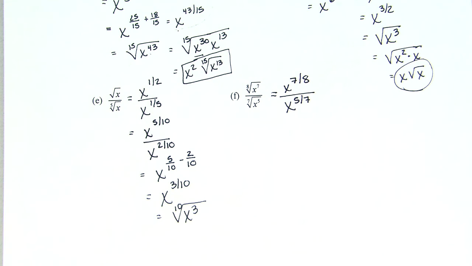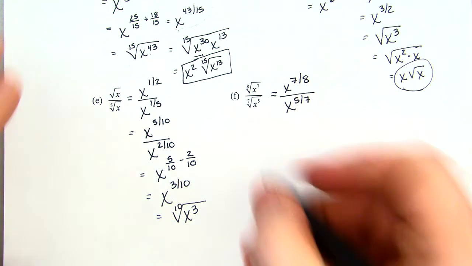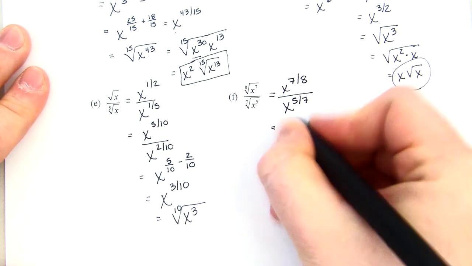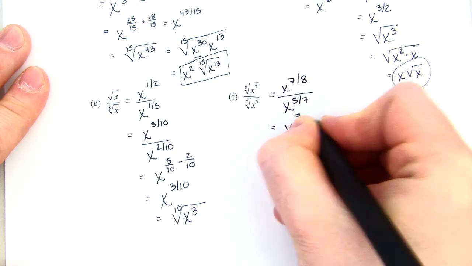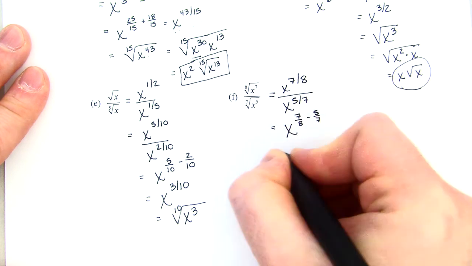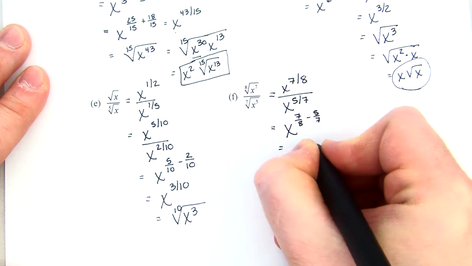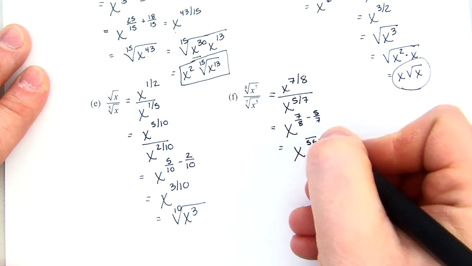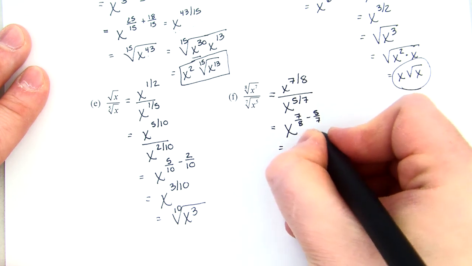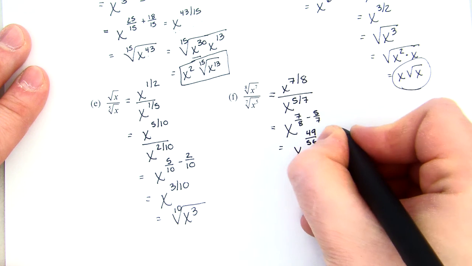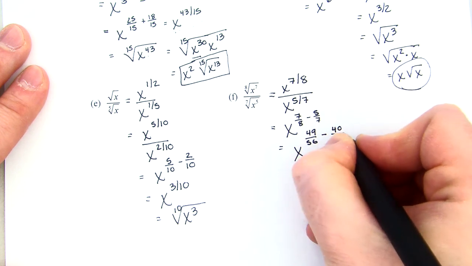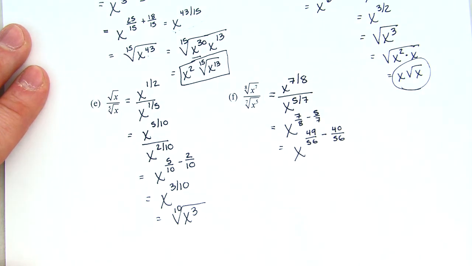What's the common denominator? Kind of ugly. Yeah, it's going to be 56. Maybe 49 over 56 minus 40 over 56.